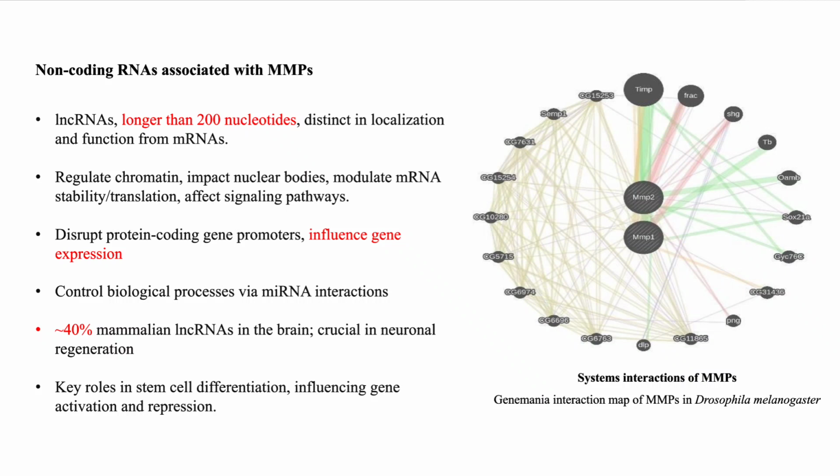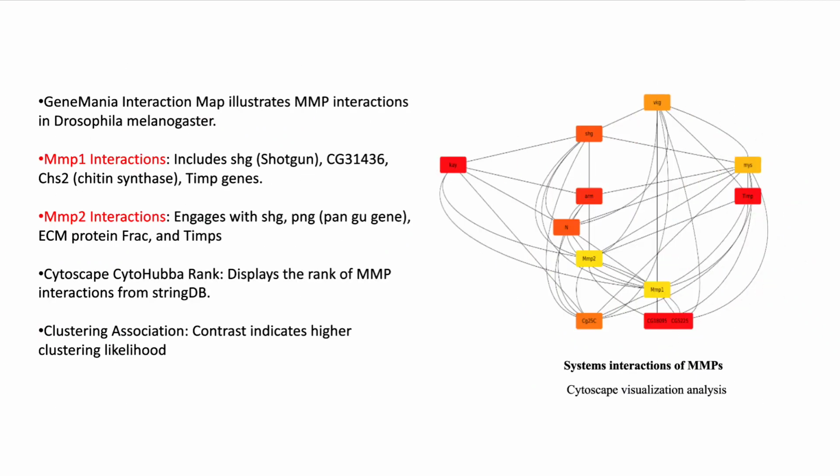The figure shows the GeneMANIA interaction map of MMP in Drosophila. MMP1 interacts with protein-coding genes like SHG, chitin synthase, tissue inhibitors of metalloproteinases, and MMPs too. Next, the figure shows that Cytoscape was used to display the cytoHubba rank of MMP interactions. The intensity of the color indicates the rank. Red color indicates the first rank and yellow is the least ranking.